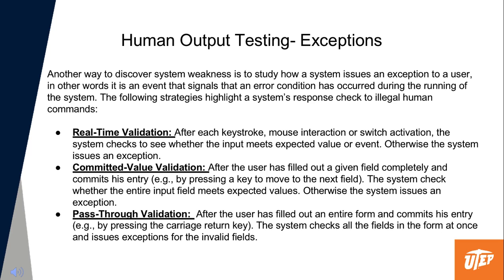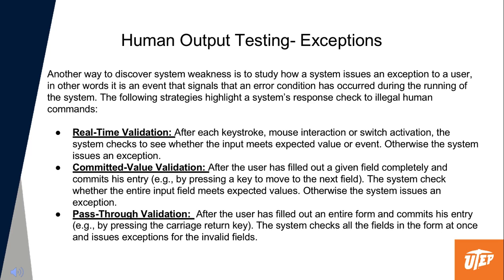Human output testing exceptions. Another way to discover system weaknesses is to study how a system issues an exception to a user. In other words, it is an event that signals that an error condition has occurred during the running of the system. The following strategies highlight a system's response check to illegal human commands. Real-time validation. After each keystroke, mouse interaction, or switch activation, the system checks to see whether the input meets an expected value or event. Otherwise, the system issues an exception.